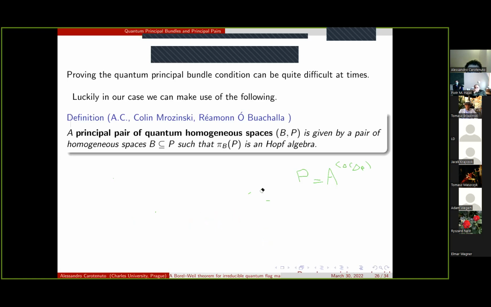Classically, this picture corresponds to fibrations. We have a certain group G, which corresponds to A, and we have two subgroups.